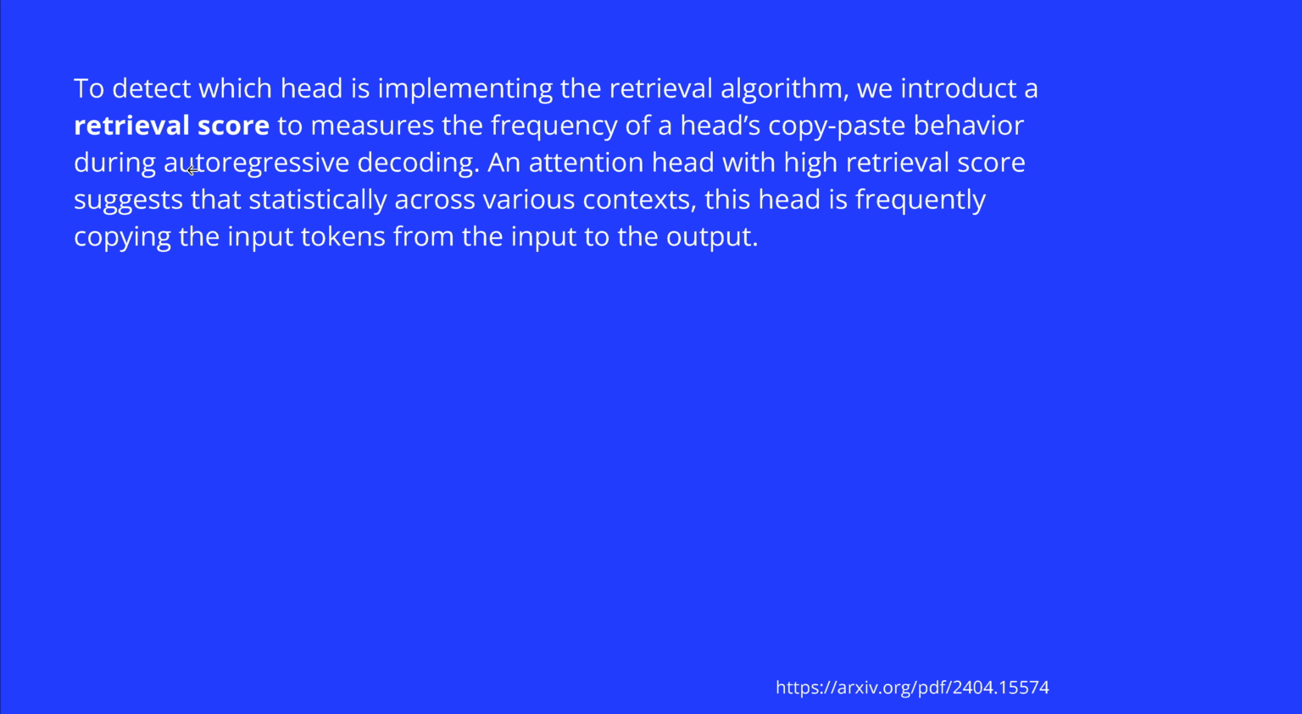How have they done this? They introduced here a retrieval score. It is simply the measure of the frequency of a head's copy and paste behavior during autoregressive decoding. An attention head with a high retrieval score, which will be between 0 and 1, suggests that statistically across various contexts, this head is frequently copying the input tokens from the input to the output.